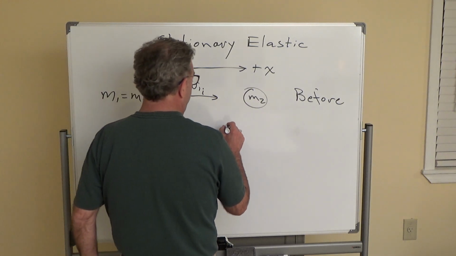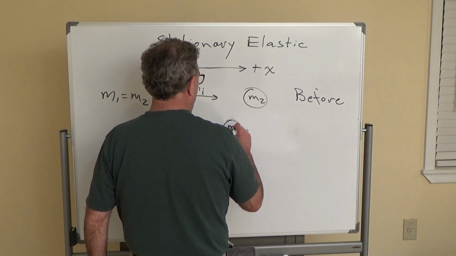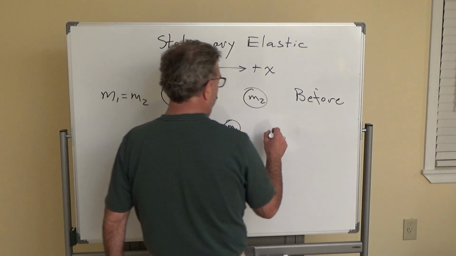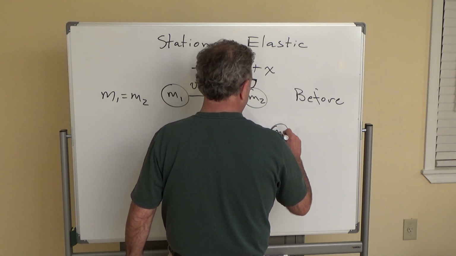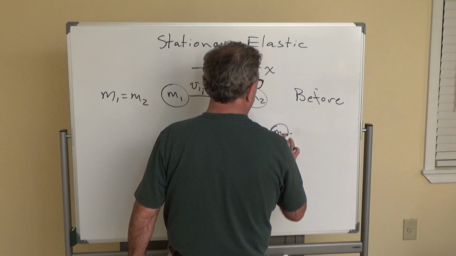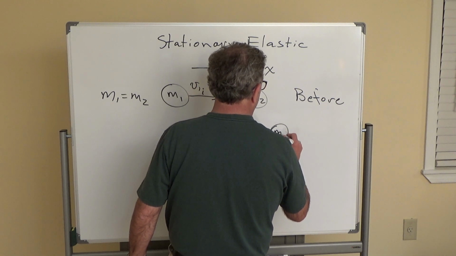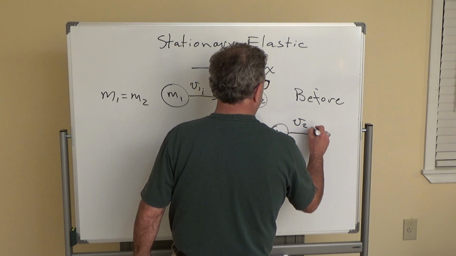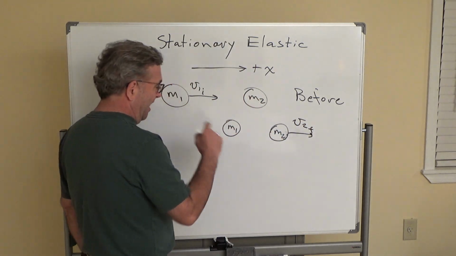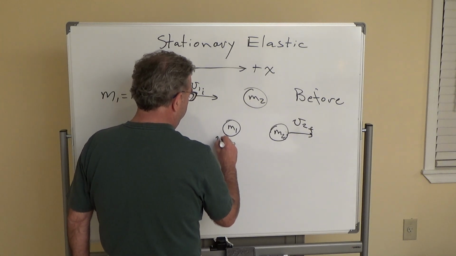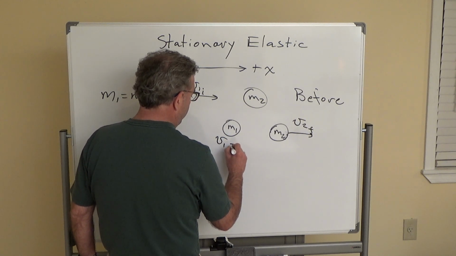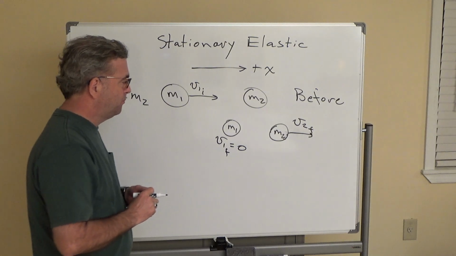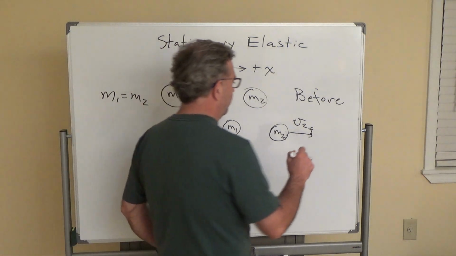So after the collision, I would expect M1 to be stationary, and M2, my 2's aren't very good, there's M2, and this is V2 final, and V1 final is equal to 0. Okay, this is after the collision.